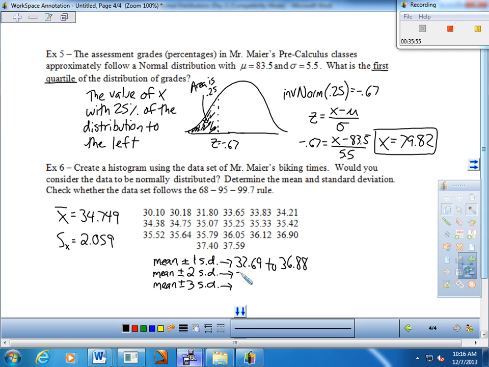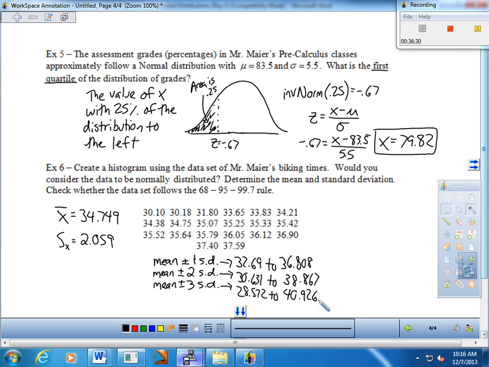Okay, and then the 2 standard deviations would be from 30.631 to 38.867. Oh, I see what I did, sorry, let me quickly remedy this piece. Looks like I went a couple more decimal places out on this one. Sorry about that. Good. And last but not least, the 3 would be from 28.572 to 40.926.